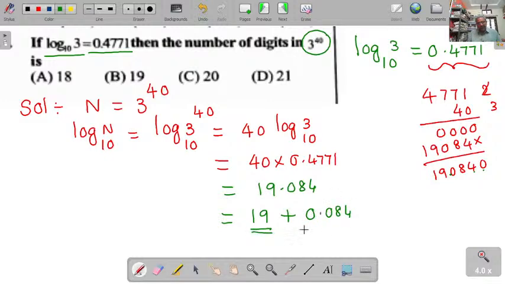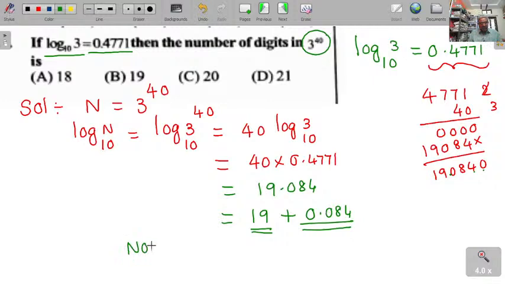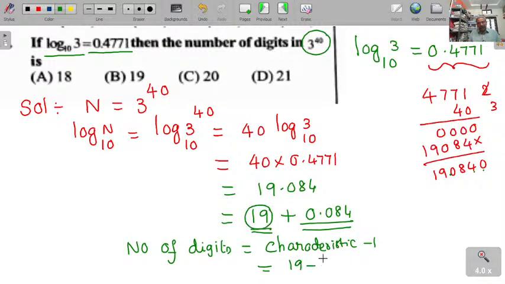So this is called the characteristic, and this is called the mantissa. So now the number of digits is equal to characteristic minus 1. That means 19 minus 1. Sorry, this is characteristic plus 1, you need to write it. 19 plus 1 is equal to 20. So the number of digits is 20. This is the right answer.